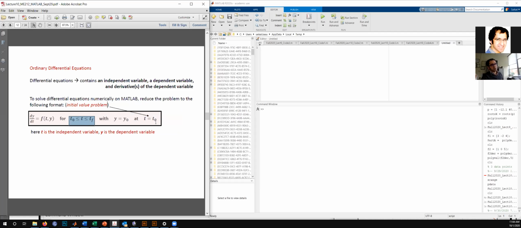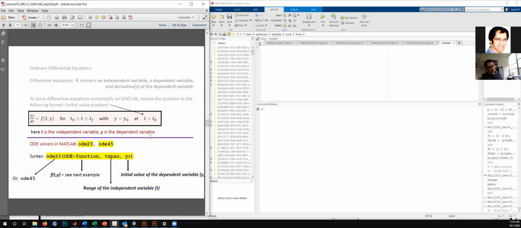So at t is equal to t naught, which t naught is the starting point of this range, you would know what is the value of y. And then you can numerically solve this differential equation using this parameter. So 3 points over here, you'd be given this function, you'd be given this range, and you would be given this initial value. So as long as you can detect these 3 sets of information, it is very easy to solve ODEs on Matlab. This is the syntax.